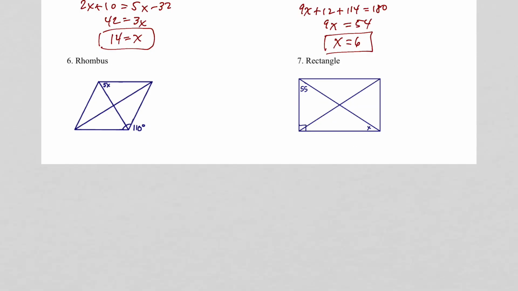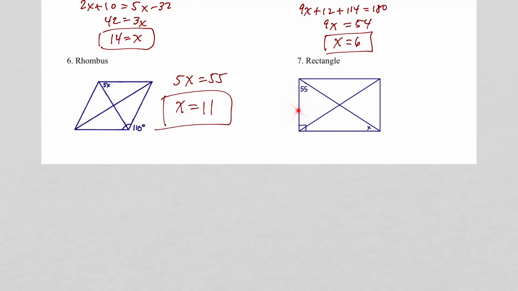Okay, this is a rhombus, so these diagonals bisect the angles. So if this entire angle shown is 110, then this angle shown is 55. And this angle must also be 110 because the same thing. So this angle must be 55 because the diagonals bisect and the opposite angles are congruent. So 5x must be equal to 55. So x will be 11.